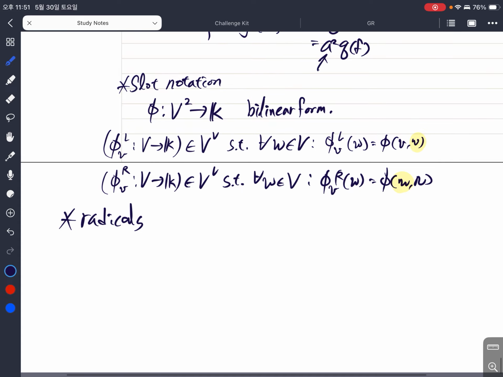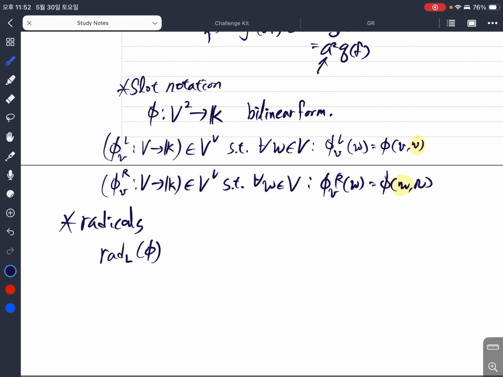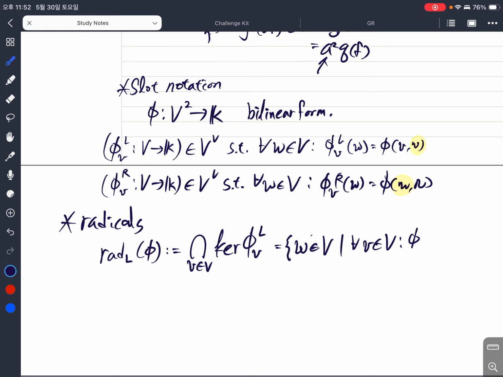So there are two radicals. The left radical is radical phi. For a given bilinear map, we have a left radical. It is just the set of v in V, the intersection of all kernels of phi(·, w). So it is the set of vectors v for which phi(v, w) is 0.